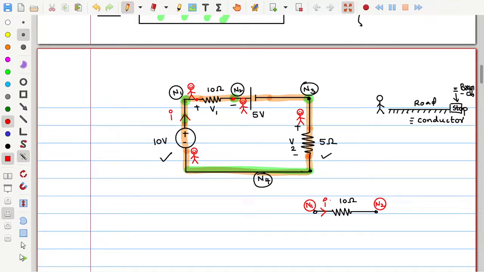Clear? Now I know the current passing through this element, and I know its resistance. Can I find the corresponding branch voltage? If you have a resistor with current I, can I say the voltage is I into R? That is 10I. 10I is the voltage. Is this clear?